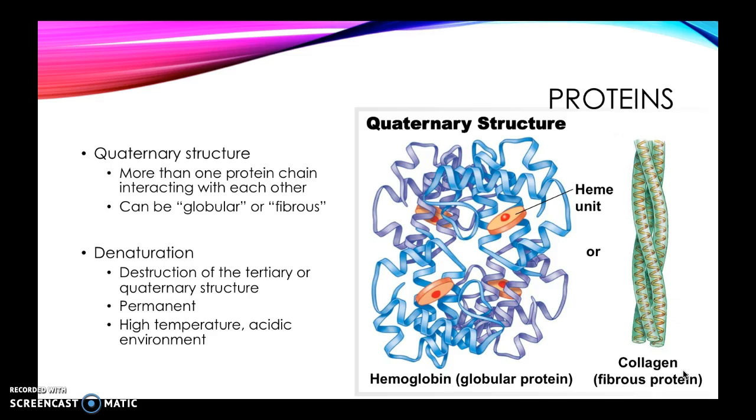Under certain conditions, the tertiary and quaternary structure of a protein can be interrupted. This is called denaturation, or we would say the protein is denatured. This is a permanent disruption and can be the result of high temperature or an acidic environment. An example of this would be an egg.